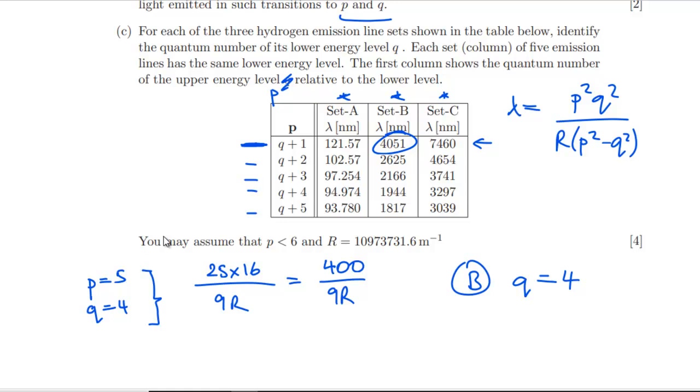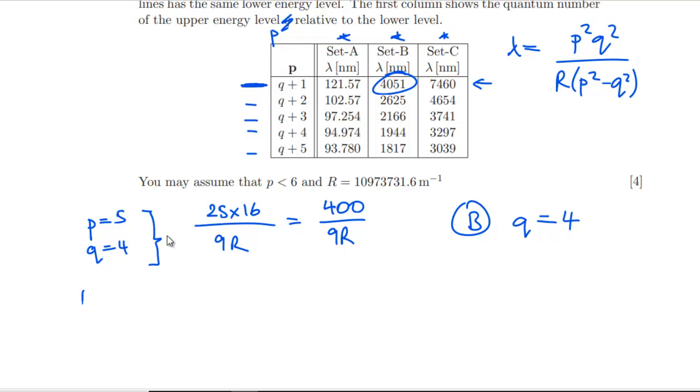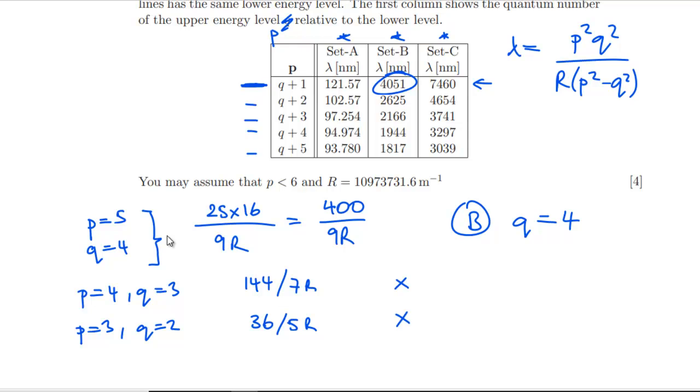Then what if we change these again then? So we could have P equals 4, Q equals 3, which means we're going to have 16 times 9, 144 over 16 minus 9 is 7R. So just change that around. I've still got it sitting in the calculator. No, it doesn't look like either of those numbers. So P equals 3, Q equals 2 will be 36 over 5R. Change that. No, that's not come out.